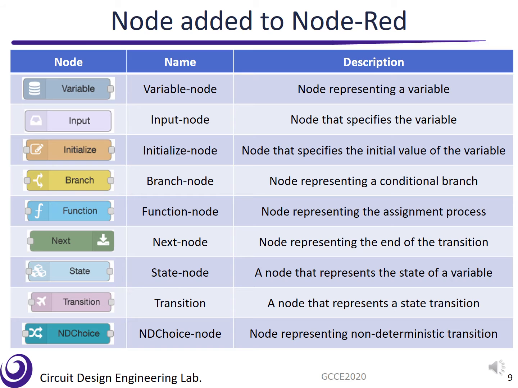Let's introduce the nodes actually implemented in Node-RED. We have implemented these 9 nodes. Each node corresponds to the declaration of variables, the definition of transitions, and so on. Due to time constraints, I would like to explain only 2 of the nodes.